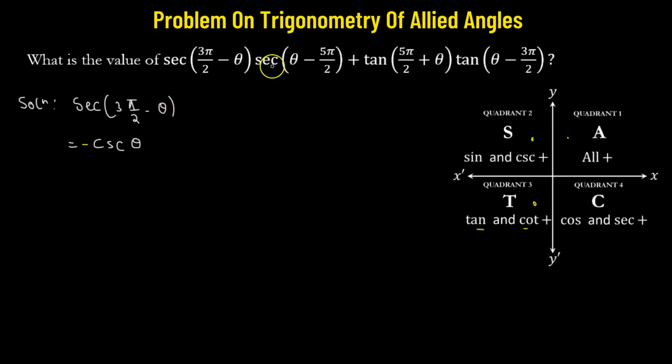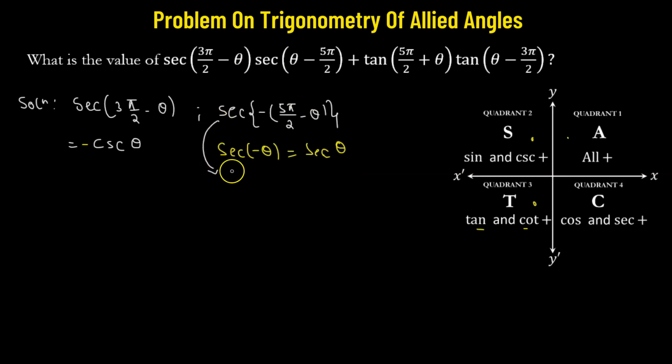Now coming to the next ratio. Here we have secant of theta minus 5 pi over 2. We're going to rewrite it by taking negative as the common factor. We have secant of negative of 5 pi over 2 minus theta. The whole reason we are expressing this in this fashion is that secant of negative theta equals secant theta, because secant is an even function. So this is the condition for an even function, which means we can now rewrite our given trigonometric ratio as secant of 5 pi over 2 minus theta.